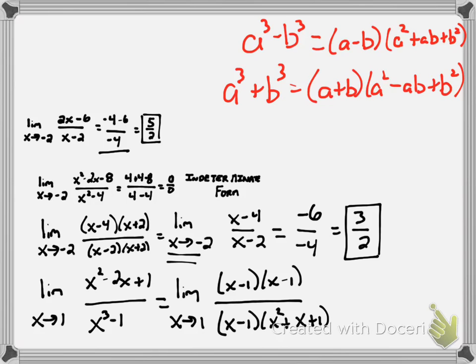In terms of my limit work, I'm left with taking the limit as x approaches 1 of x minus 1 over x squared plus x plus 1, and when I substitute in 1, I end up with 0 over 3, where the limit is 0.